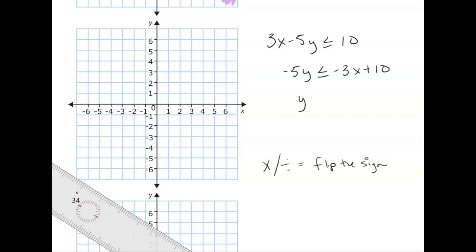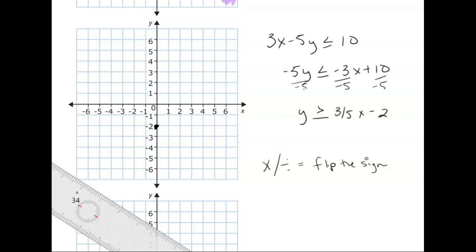So right here, as I divide everybody by negative 5, this inequality becomes greater than or equal to. The x value here becomes a positive, and this becomes a negative. So be very careful with those inequalities. There's a couple of just little steps here that we need to make sure that we're paying attention to. So if you multiply or divide by a negative, flip the inequality. That's still true. And now we're ready to graph.